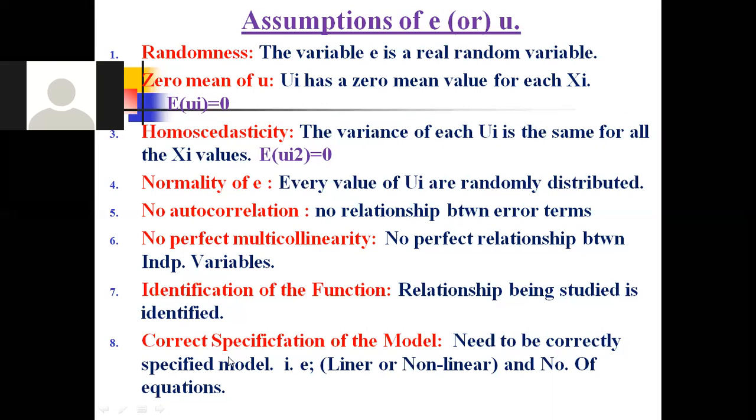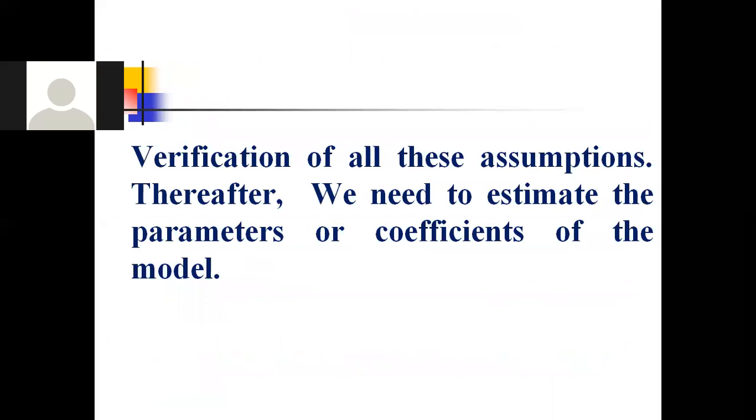Then the eighth one, correct specification of the model. The model needs to be correctly specified, linear or non-linear. When you are writing the equation, where should we use a linear function and where a non-linear function? As an econometrician or statistician, you need to be clear which model is suitable for the particular data set. And the number of equations also: sometimes we need to write more than one equation, a second and third equation. That is called a simultaneous equation. Sometimes y is dependent on x, and sometimes x also depends on y, so in that case we need to write two equations. So these are some assumptions of the error term which we need to follow before estimating the parameters of multiple regression.